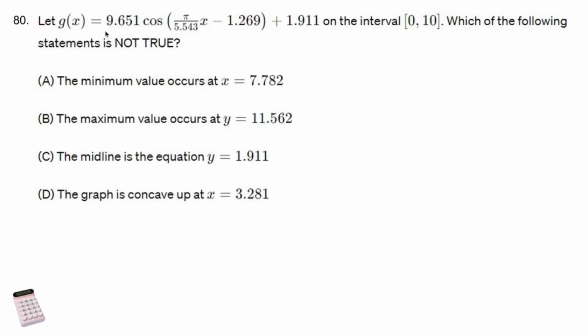Let g of x equals 9.651 cosine of (pi over 5.543) x minus 1.269, plus 1.911, on the interval [0, 10]. Which of the following statements is not true? All right, so we need to find the lie in all of this. Obviously what I need to do is run to my calculator, because there's no way I'm doing this without a calculator.